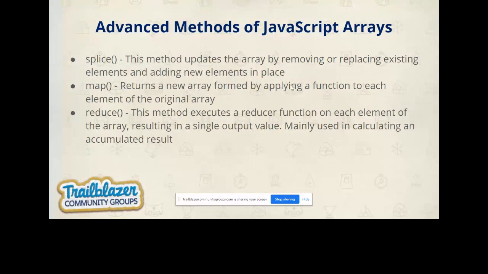In case you want to perform a function on each and every element of an array and return a new array, you can use the map function. And the reduce method executes a reducer function on each element of the array, resulting in a single output value. This is mainly used for calculating an accumulated result.